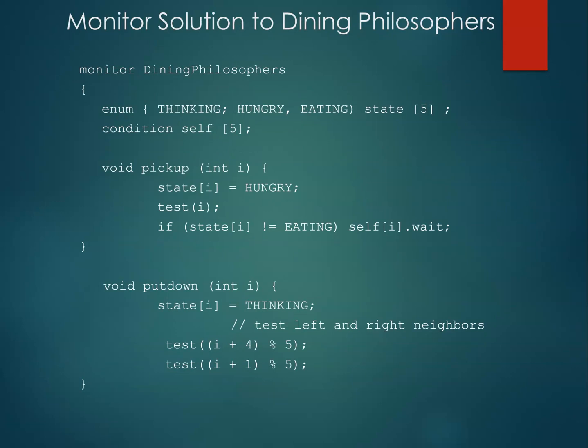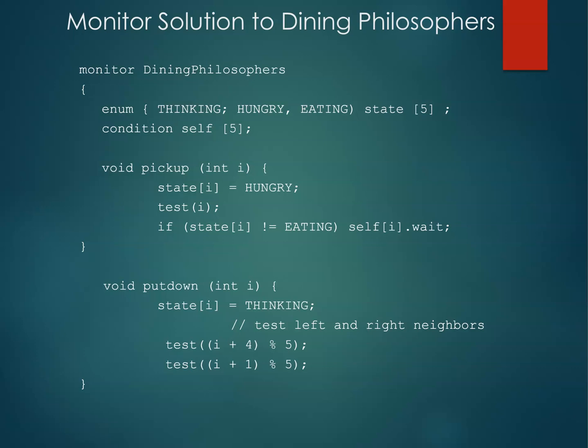So using monitors, here's a different solution. We've got thinking, hungry, and eating, and we're going to use monitors. We're going to pick up a chopstick. We're going to have a pickup method and a putdown method. In the pickup method, we set our state to hungry. We test to see if our monitor is available, and if the state of that neighbor is eating, we're going to wait for it.